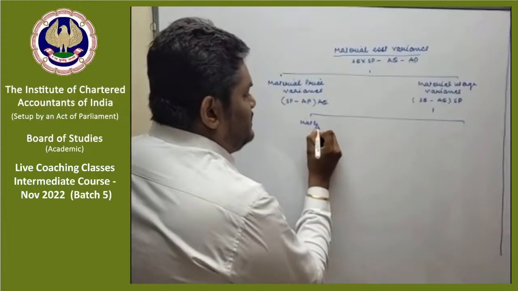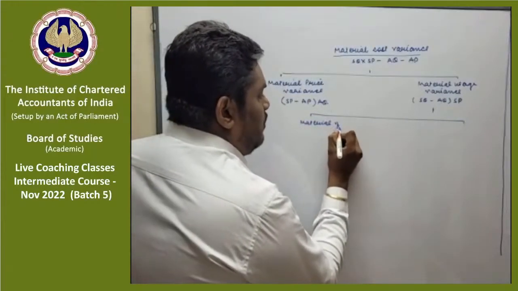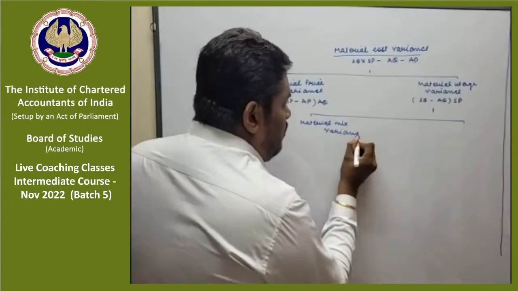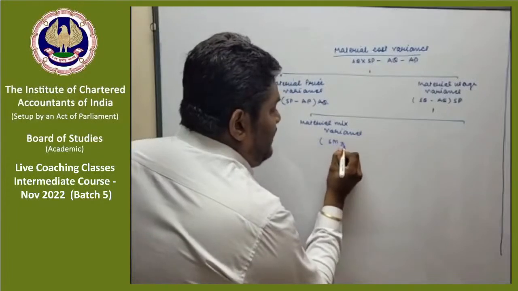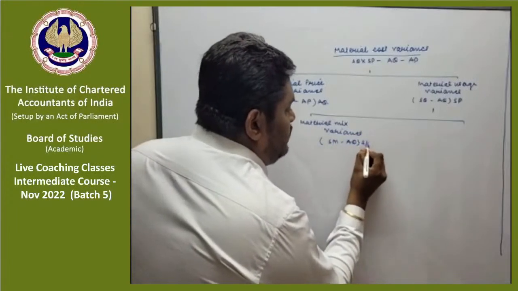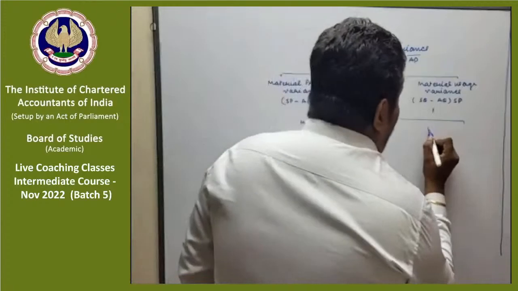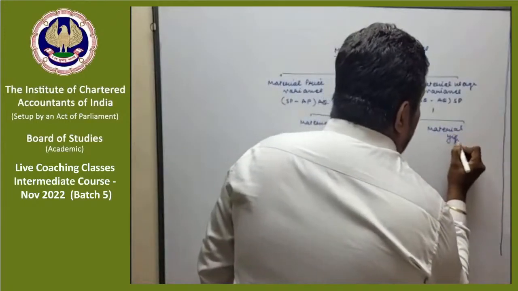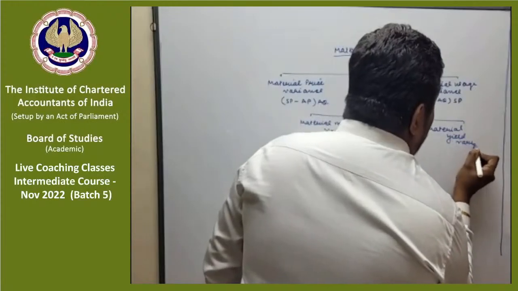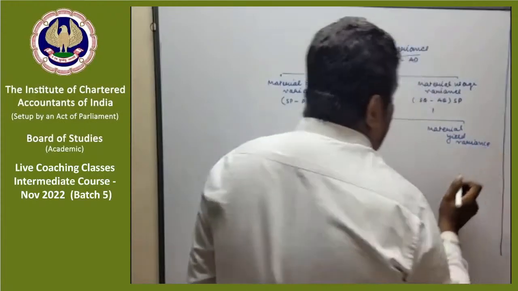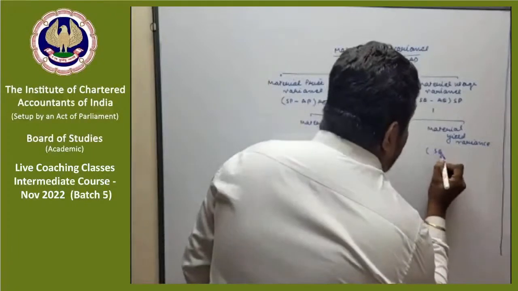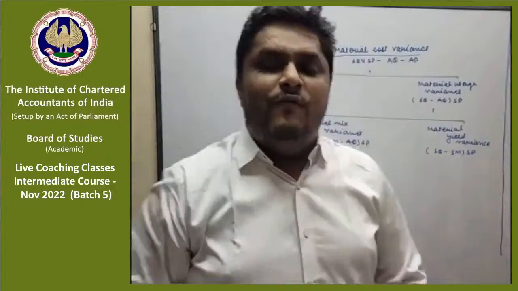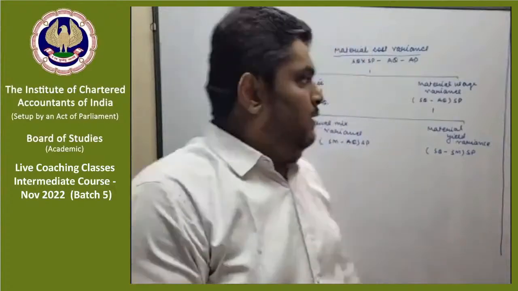Material mix variance, standard mix minus actual quantity into standard price, and material yield variance, that is standard quantity minus standard mix into standard price. This is the formula given in the study material.